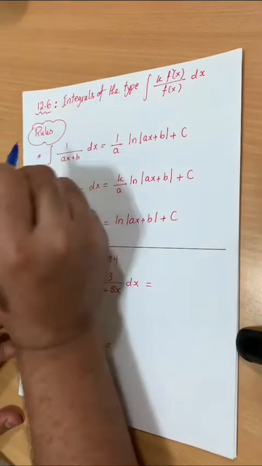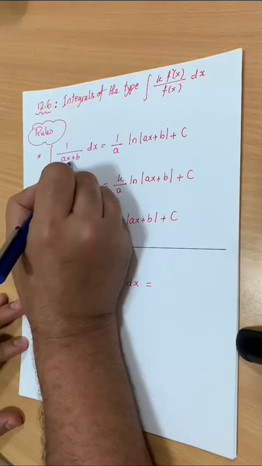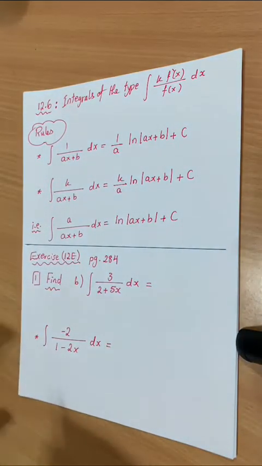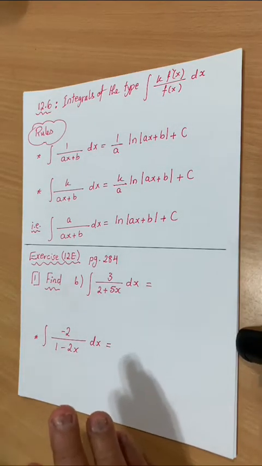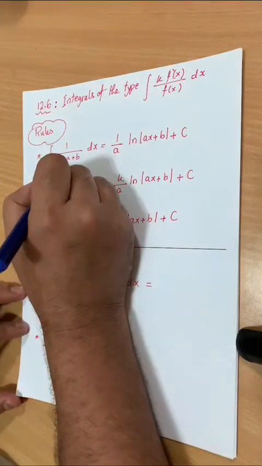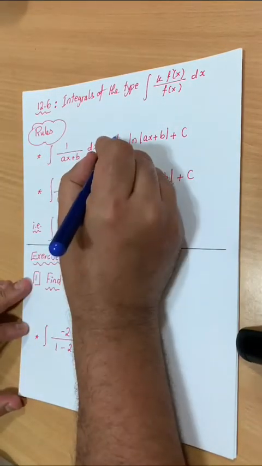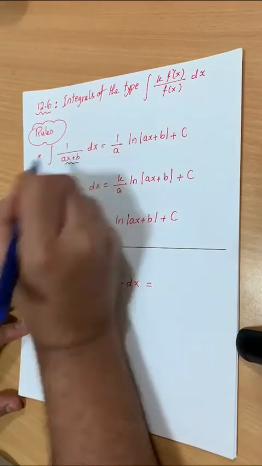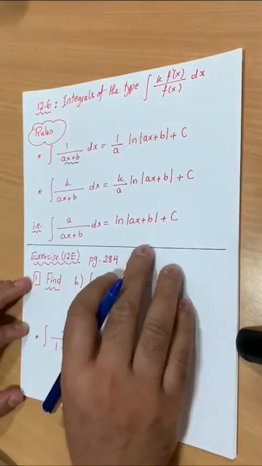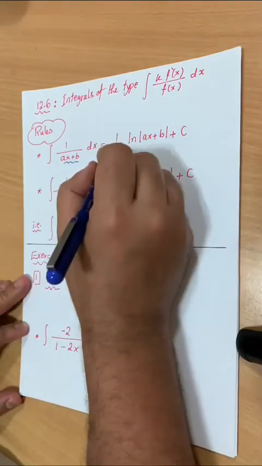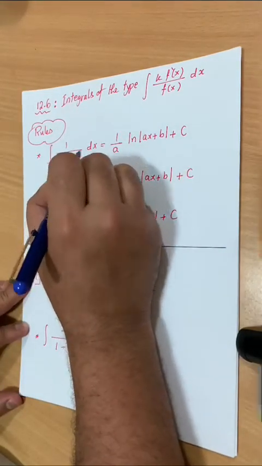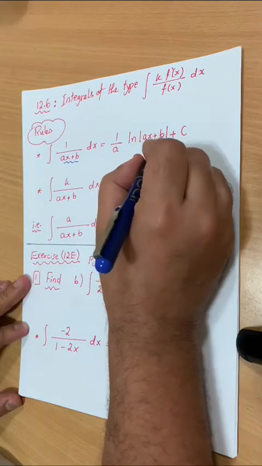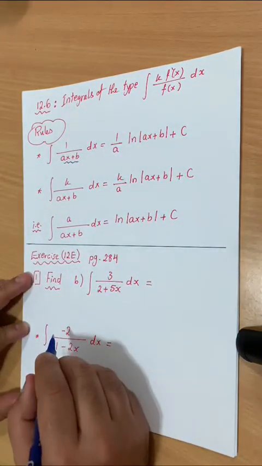Here are the rules. Integration of 1 over ax plus b. That will happen only in one case: if the denominator has power 1. 1 over ax plus b power of 1 dx is 1 over a, because I need to divide by the derivative. The derivative of the expression is a, so it's 1 over a. Then the integration of the denominator is ln modulus of ax plus b plus c.